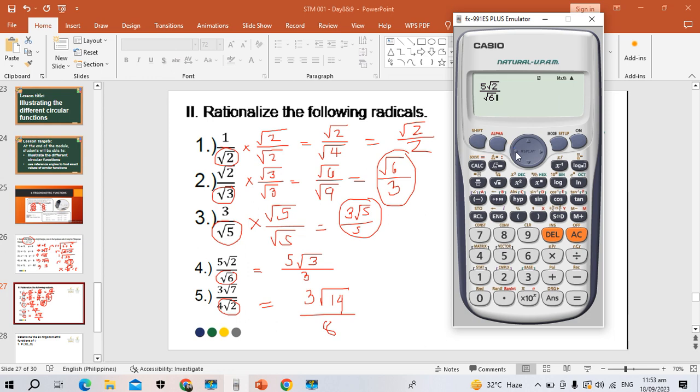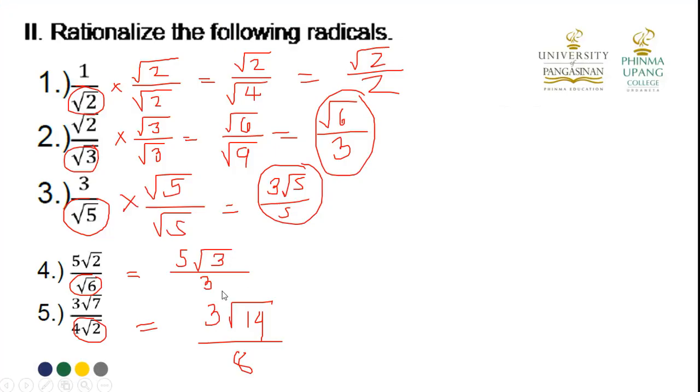Okay, next. Try natin si 3 square root of 7 all over 4 square root of 2. The answer here is 3 square root of 14 all over 8. Di po? So, kapag gusto mong long method, pahirapan sarili mo, pwede naman.